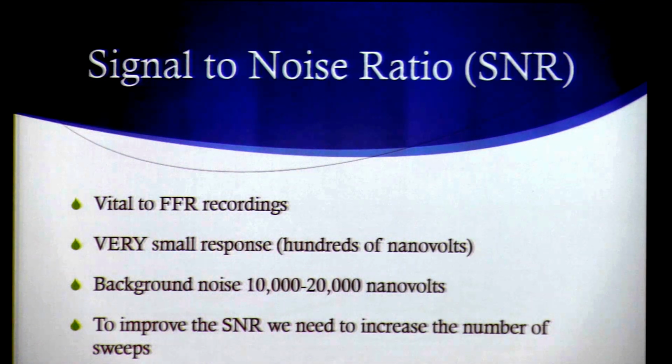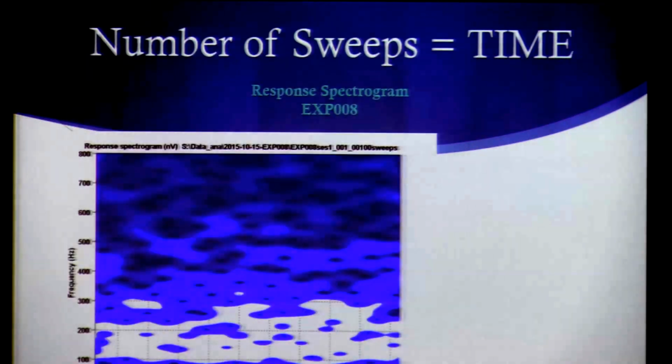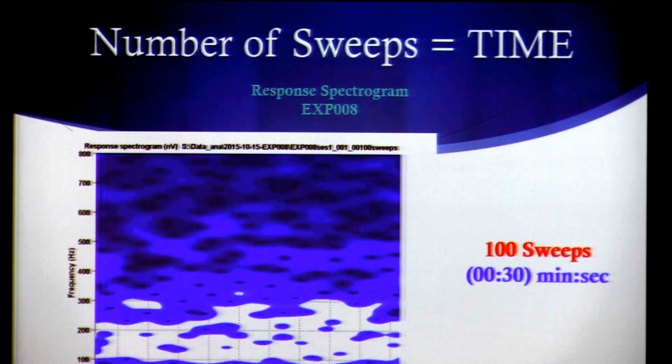So the response that we are attempting to obtain is extremely small, somewhere around hundreds of nanovolts, whereas the background noise in a recording could be anywhere between 100 to 200 times larger than that. So to improve the signal-to-noise ratio, we need to increase the number of sweeps, or stimulus repetitions. However, such as with everything in life, there's a trade-off to that. The more sweeps we have, the more time it's going to take to achieve that response. So this will be an animation that I'll go through. This is just a response spectrogram from one particular individual in my study.